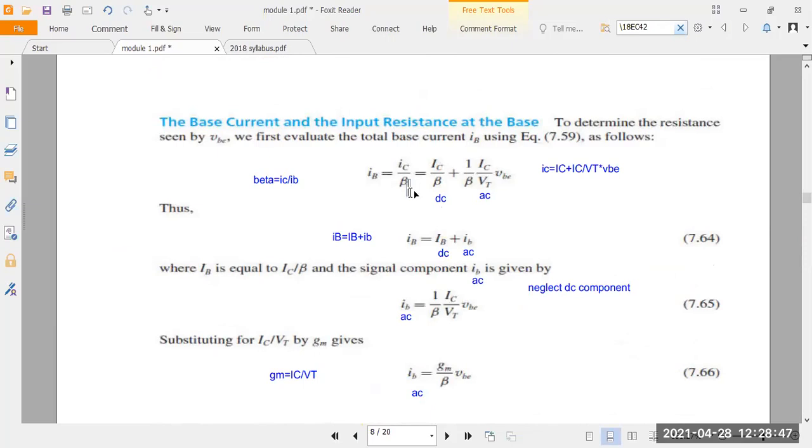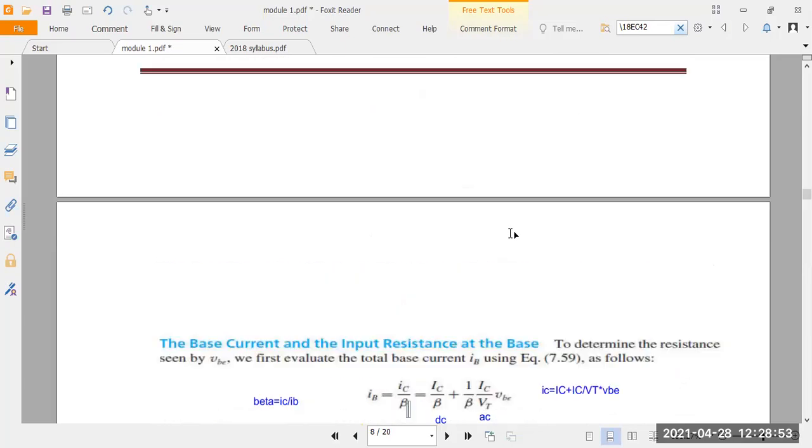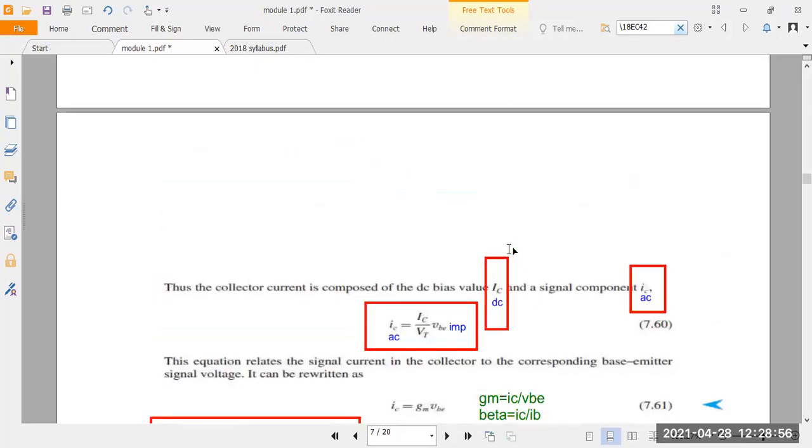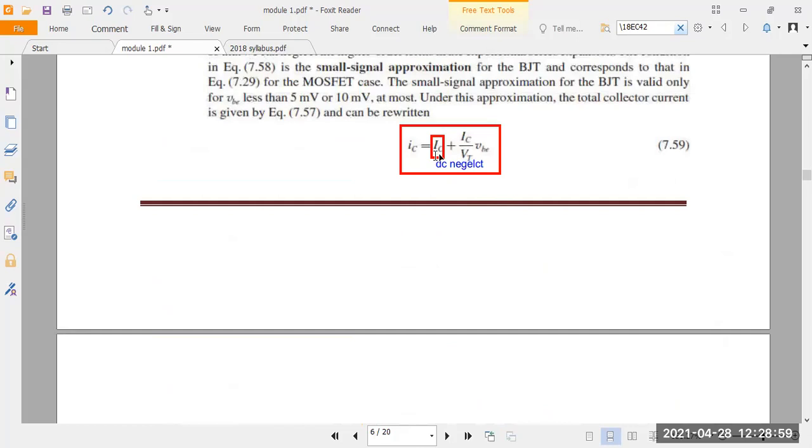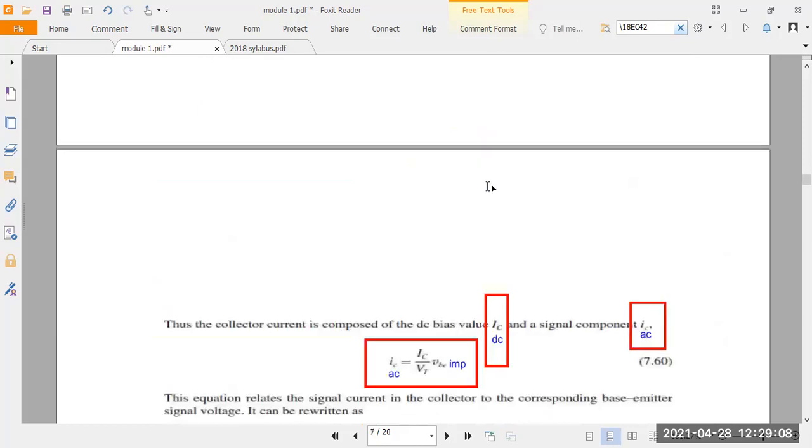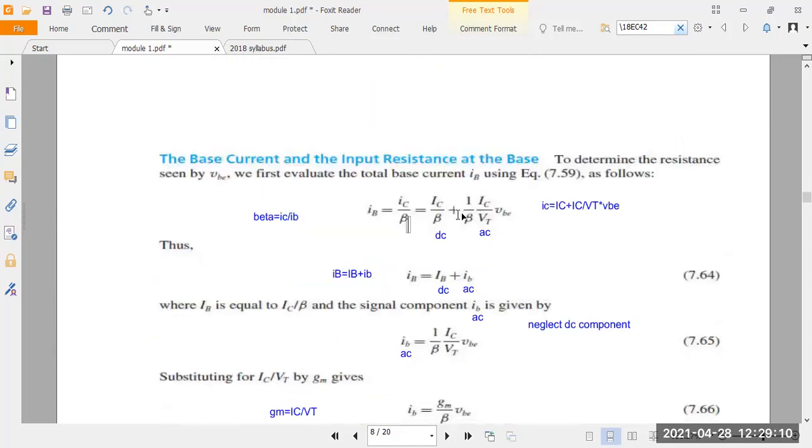Next, when you come to the IC, what did we get in the previous equation? We got the small ic equation: capital IC plus capital IC divided by VT into vb. This is the collector current equation. The same thing you substitute here, but to substitute that equation, divide by beta for the IC equation. You write IC, substitute here. So ic is equal to capital IC plus capital IC divided by VT into vb. After that, you take beta for both sides.